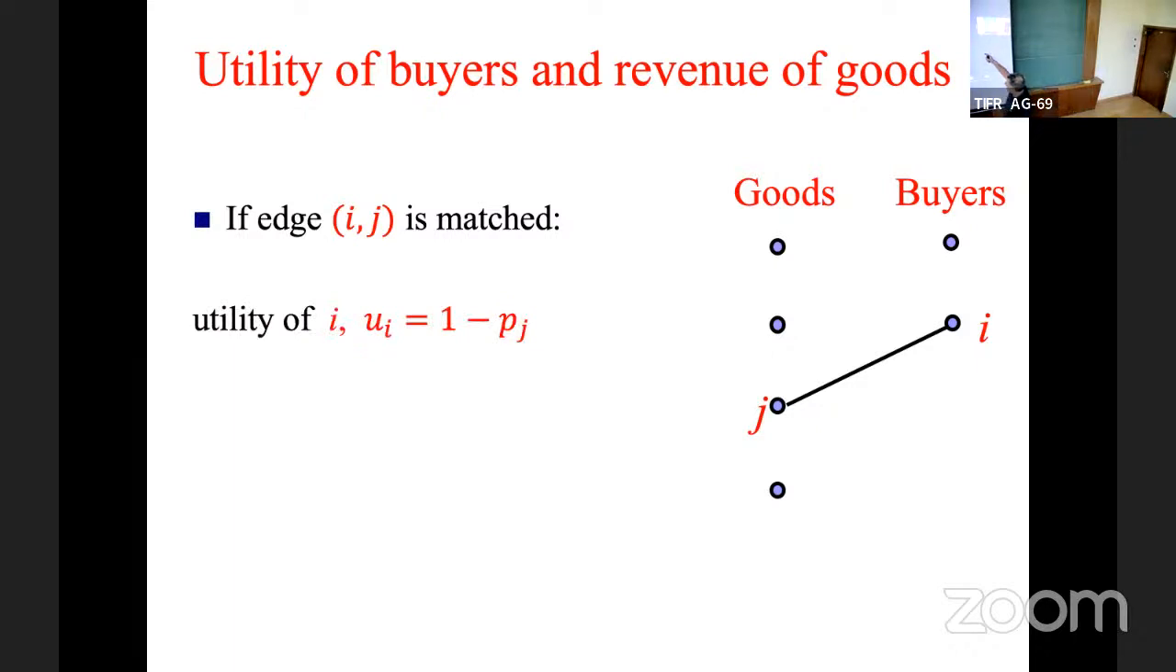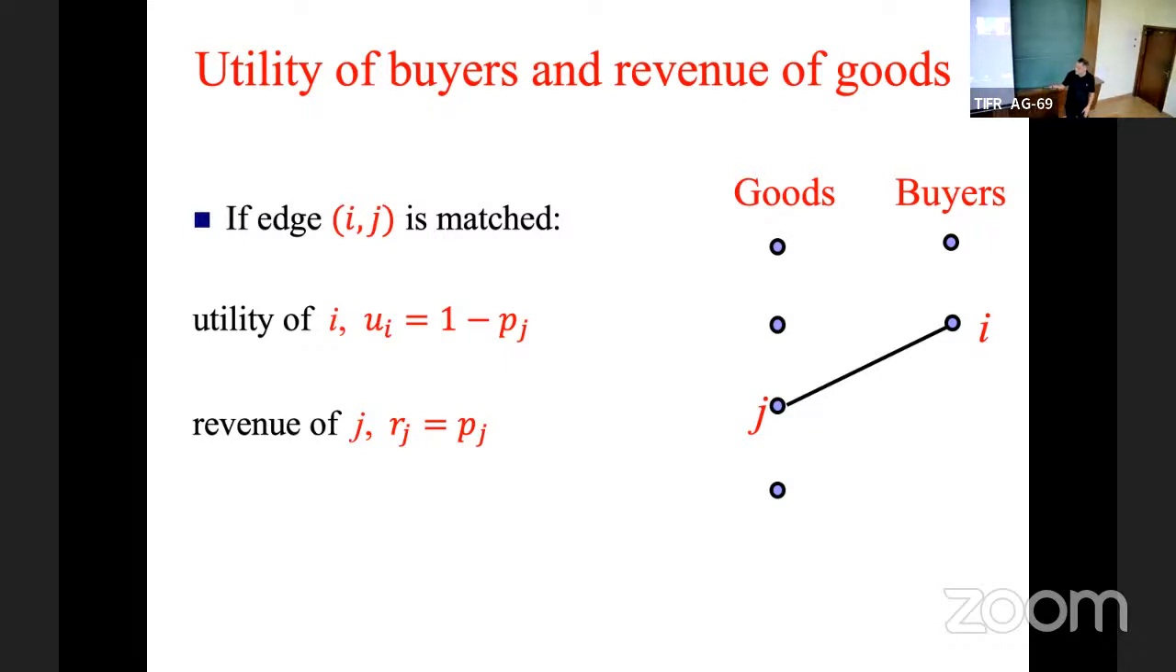Basically, I'll always index buyers by i and goods by j. If i gets matched to j, then we accrue one edge into our matching. We'll ascribe some of it to the buyer and some of it to the good. How much to the buyer? 1 minus the price, whatever net utility the buyer got. Think of this really as a price, and 1 is the utility, so that net utility is 1 minus pj. And let's say that pj will be the revenue of good j.